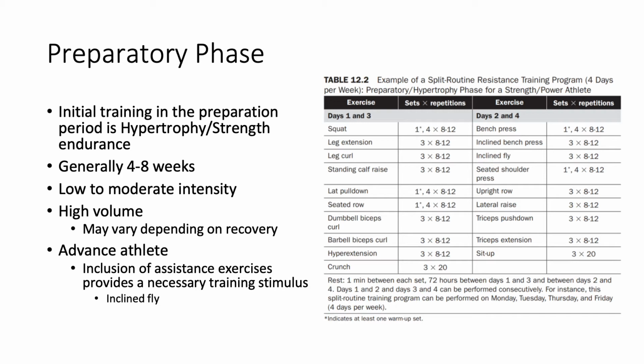Also, including assistive exercises such as incline flies may be important for providing the necessary training stimulus for advanced athletes. So the example on the right shows a 4-day split routine for the upper body and the lower body where they are trained twice per week. As you can see, the repetitions are more in line with hypertrophy.